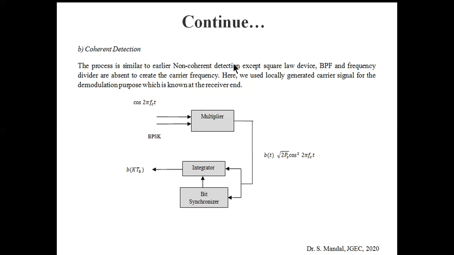But in case of coherent detection, as the frequency of the carrier signal is known to us, that means we know what cos 2 pi fct is, so we just generate cos 2 pi fct using a local oscillator. The input of the multiplier is BPSK and cos 2 pi fct, and the corresponding output is bt root 2 ps cos square 2 pi fct, and if it passes through the integrator and bit synchronizer, we get the original signal or the corresponding bit.